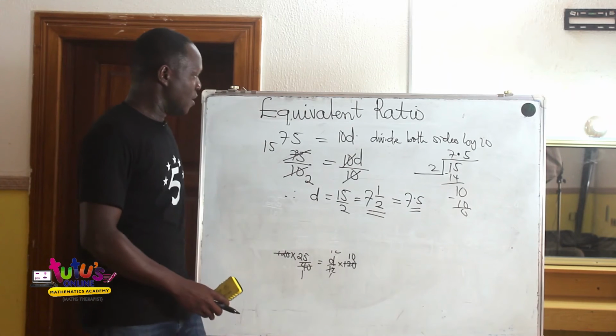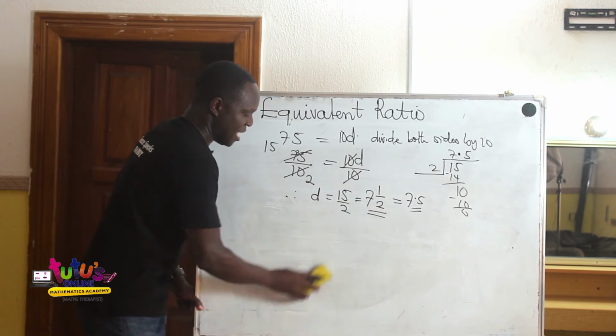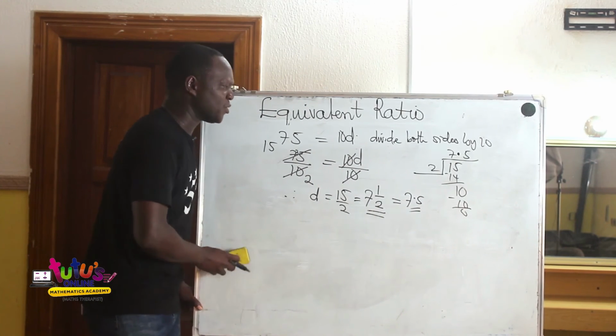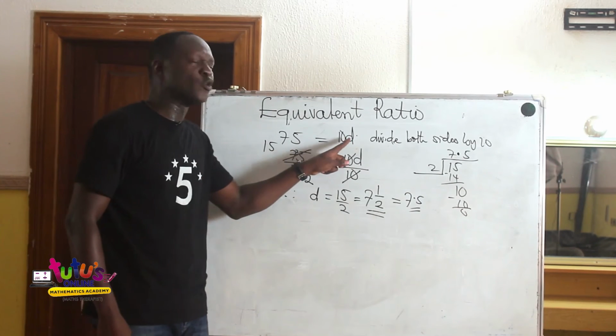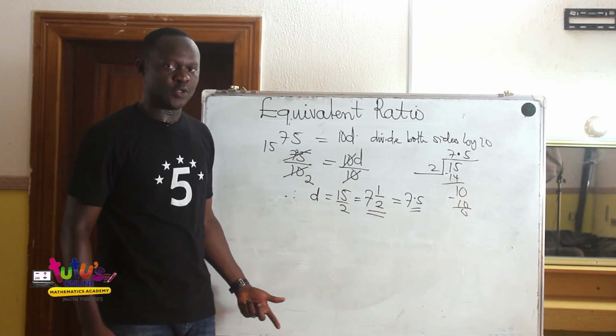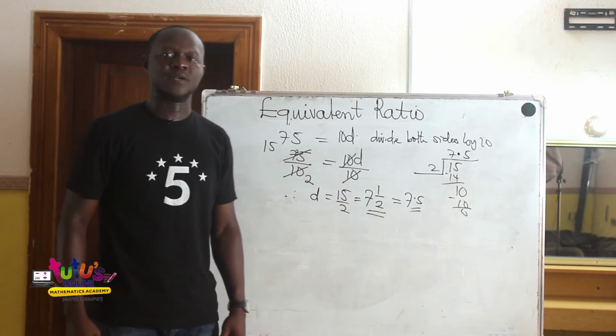I think with this, equivalence ratio should not be a problem. I'd like to take one more example that tells you, if you have the unknown at the denominator, what do you do? We'll see in the next example.